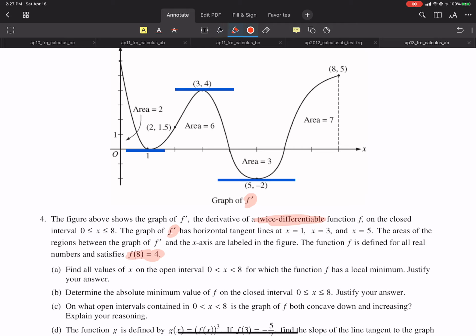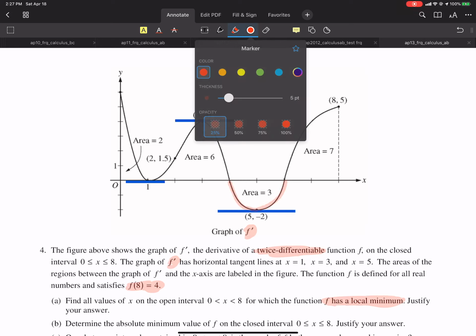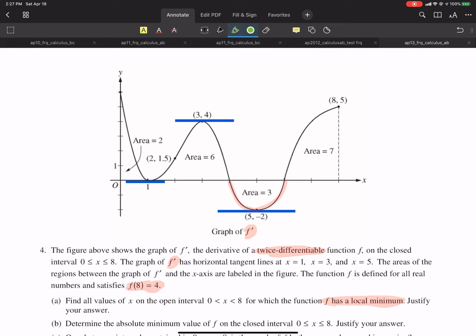Find all the values of x on the open interval for which the function has a local maximum. So local, also known as a relative maximum, immediately should pop into your head the derivative changes from negative to positive. So let's look at this. Where is the derivative negative? Wherever the derivative is negative, I'm going to highlight in pink. And wherever it's positive, I'm going to highlight in green.